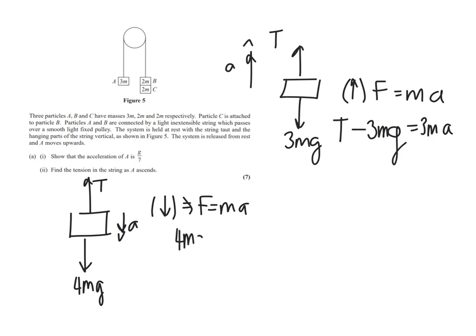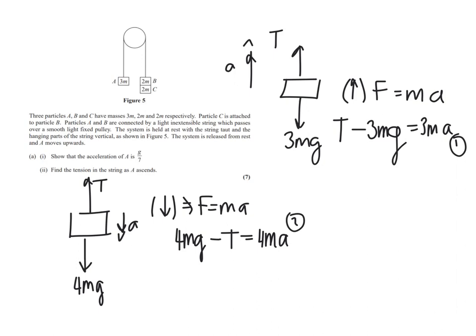That's working in the direction we're moving, so that's good. The thing that's trying to slow it down then is the tension. So that will go in as an opposing force, or negative. My mass this time is 4m, and I don't know my acceleration. Well, now I have 2 equations, 2 unknowns, and I can solve simultaneous equations.